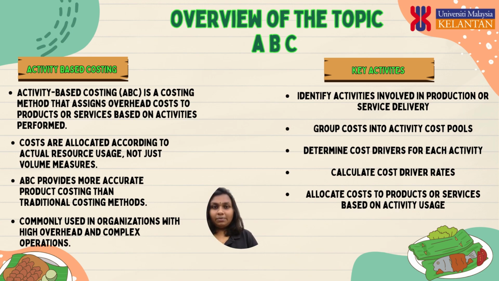The key steps in ABC include identifying activities involved in production or service delivery, grouping costs into activity cost pools, determining suitable cost drivers, calculating cost driver rates, and finally allocating costs to products or services based on the activity usage. Overall, ABC helps management to make better cost control and pricing decisions.